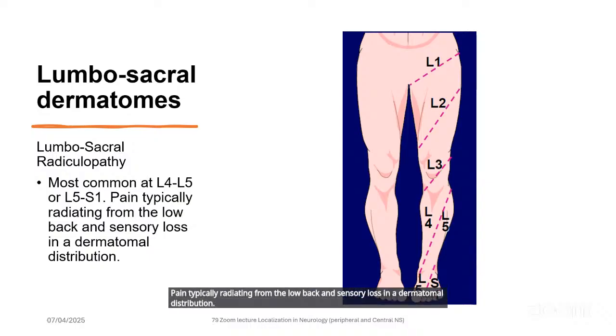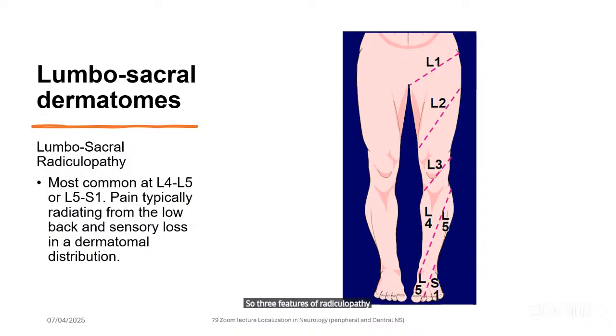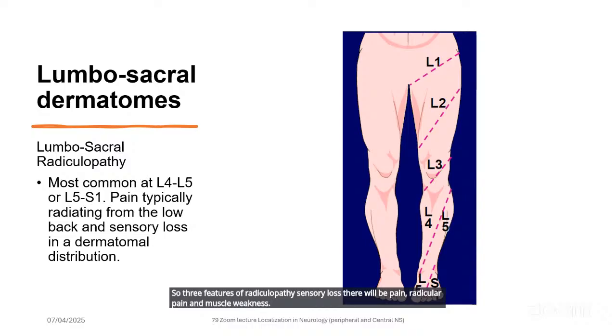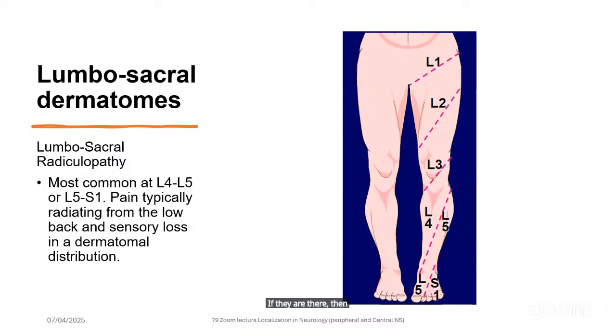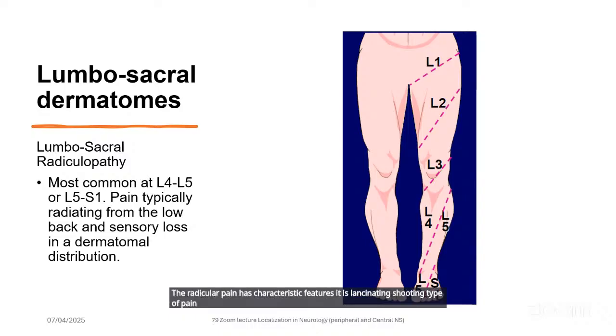So there are three features of radiculopathy: sensory loss, radicular pain, and muscle weakness. If they are there, then you should know that it's a radiculopathy. The radicular pain has characteristic features. It is a lancinating, shooting type of pain with a background lingering pain within the distribution of the dermatome.